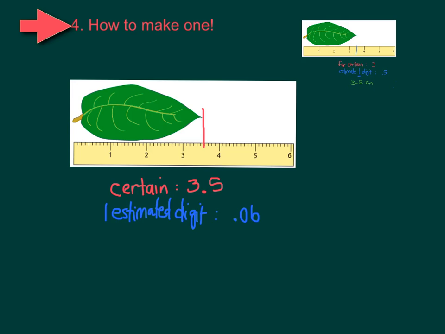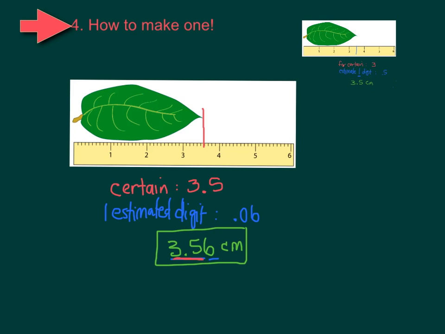And so our final measurement, when you marry the two together, is 3.56, and of course put a unit. So we were allowed our 2 certain digits, sorry, I should have made that red, our 2 certain digits, our one final estimated digit, and then of course a unit.